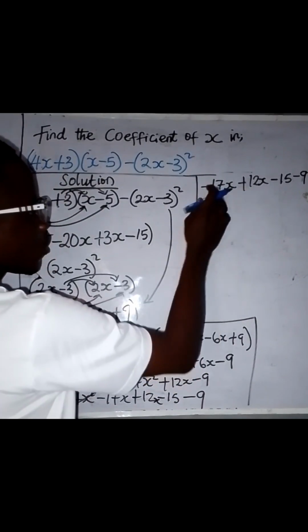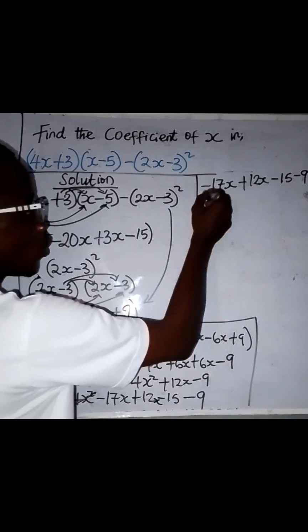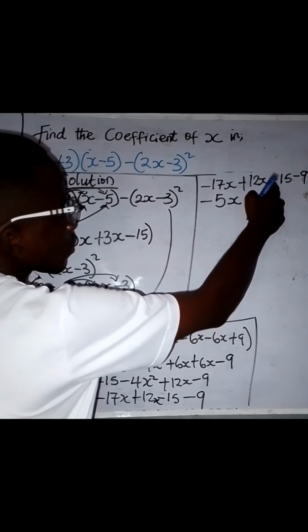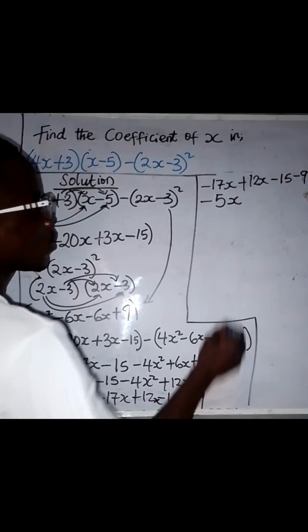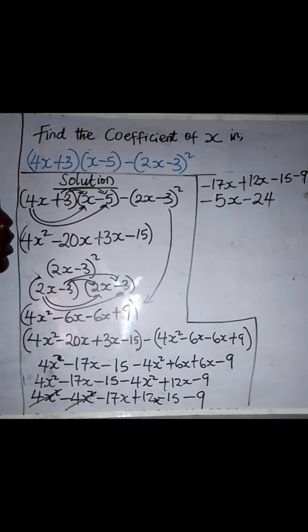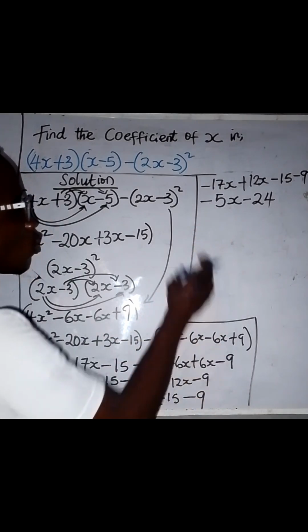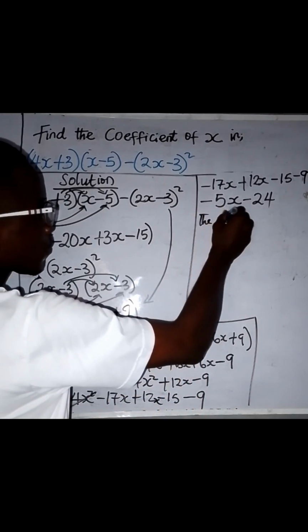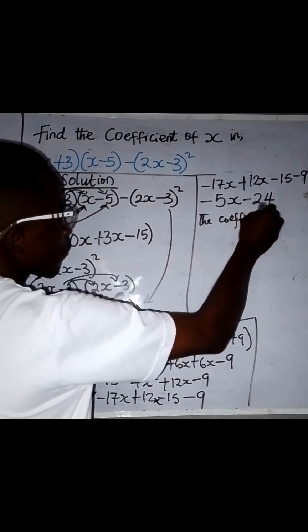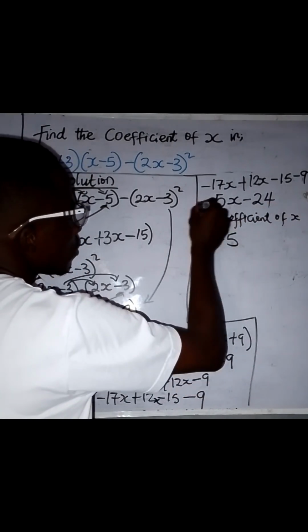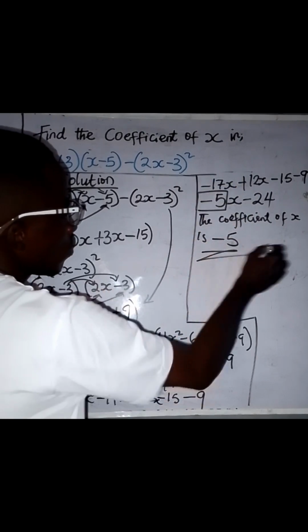Now I also have these two as x. So minus 17x plus 12x gives me minus 5x. Then minus 15 minus 9 gives me minus 24. Can I simplify further? No, I can't simplify anything again. So the coefficient of x is what's closest to the x. The value here is minus 5. So the coefficient of x is minus 5.